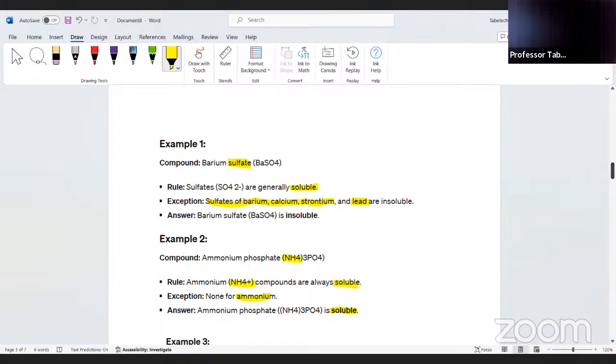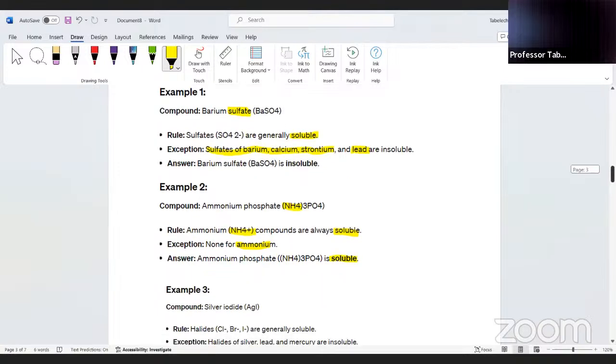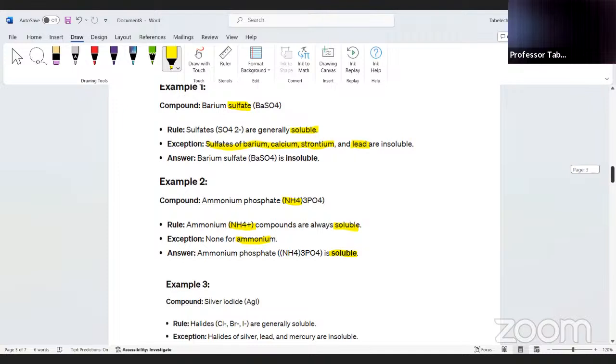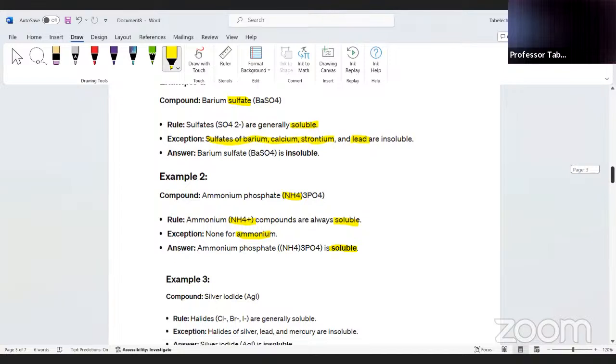Is it insoluble in all solvents, Verb asked? Is what insoluble in all solvents? Okay, the third one, silver iodide, silver. Okay, is barium sulfate insoluble?